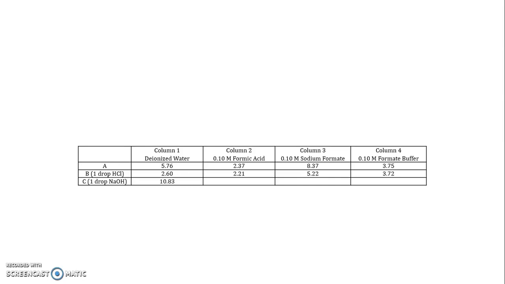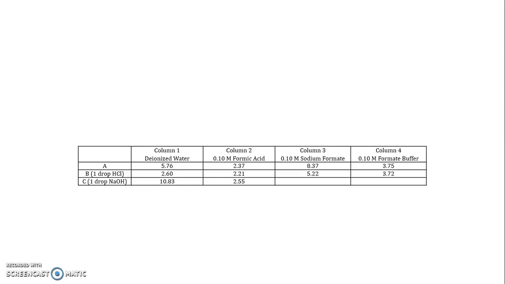If I add a drop of sodium hydroxide to the deionized water, the pH jumps crazy amounts to 10.83. And when added to the formic acid, the pH rises as well. Note, of course, by adding the sodium hydroxide to formic acid, I begin to form a buffer. And perhaps that's why the pH doesn't jump all that amazingly.